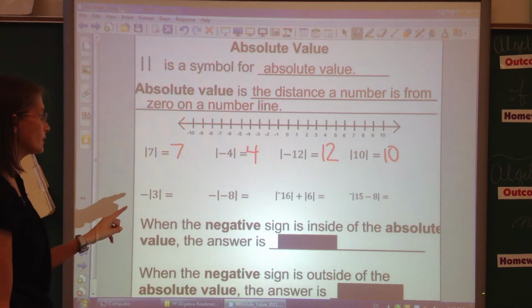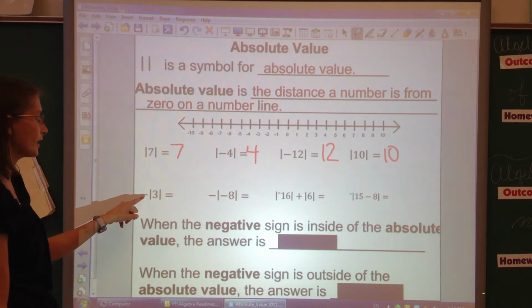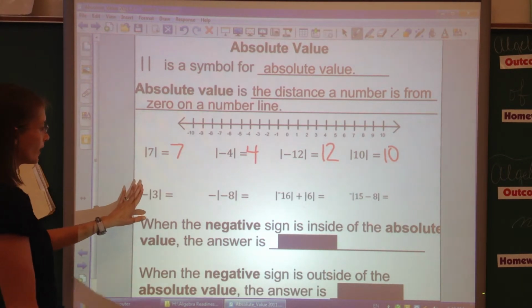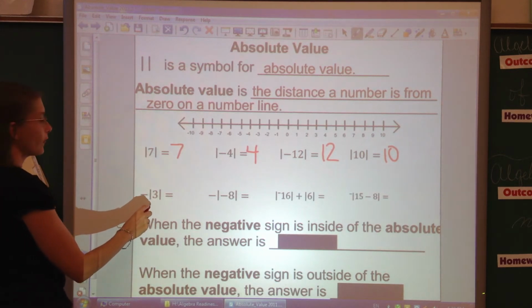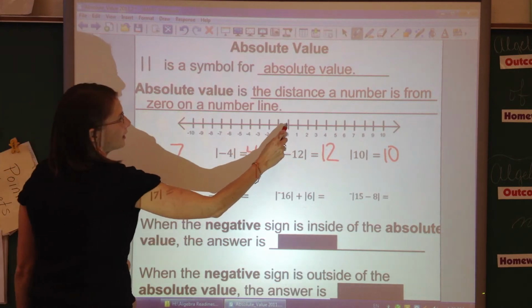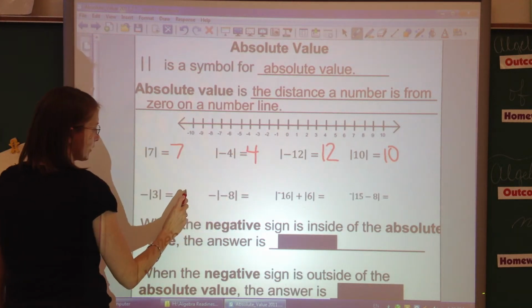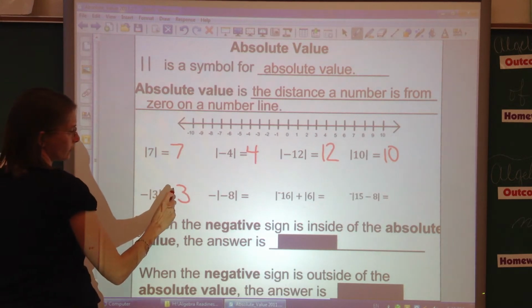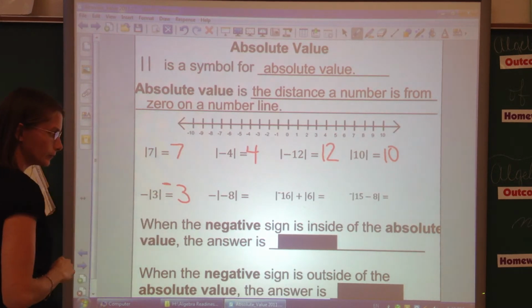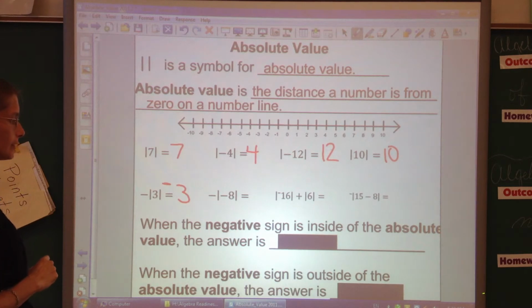Now on the bottom here, this one looks a little bit different. It's got a negative on the outside. So the first thing I have to look at is it says absolute value of 3. Remember, absolute value is how far it is from 0. 3 is 1, 2, 3 hops away from 0, but it wants the negative of that answer. So I have to put a negative in front. So this one is -3.